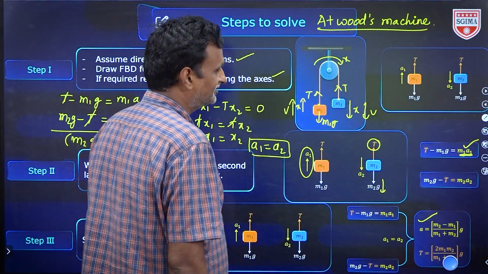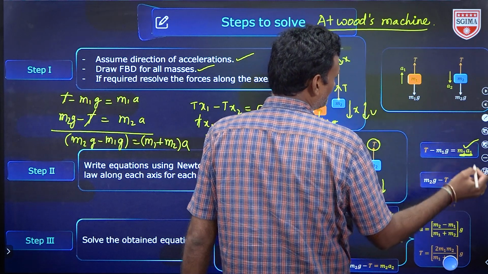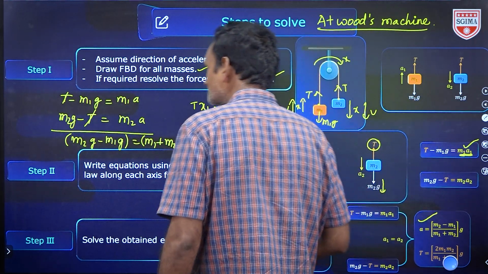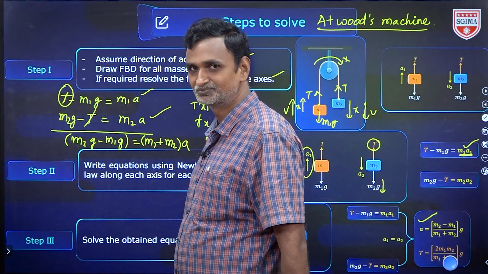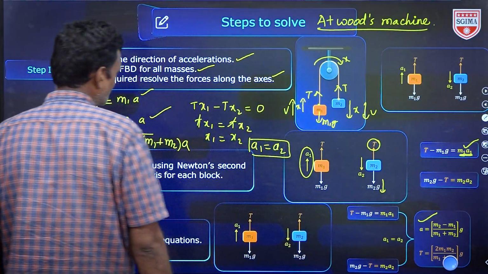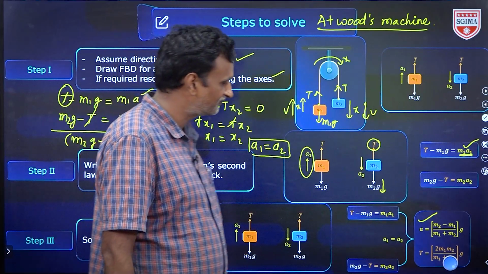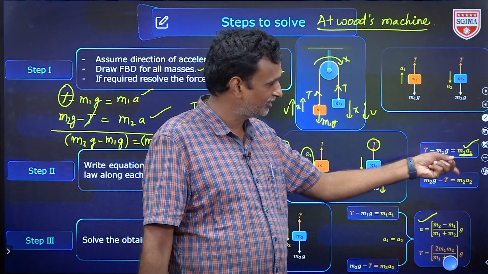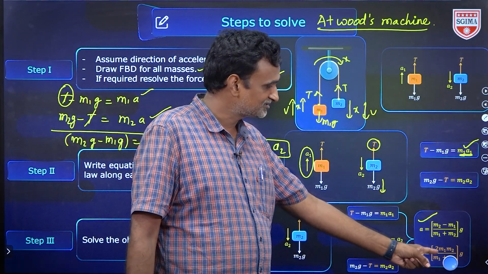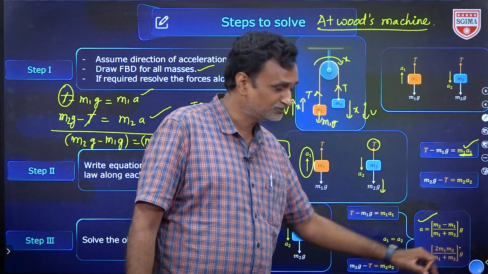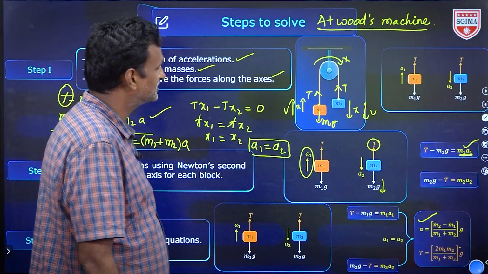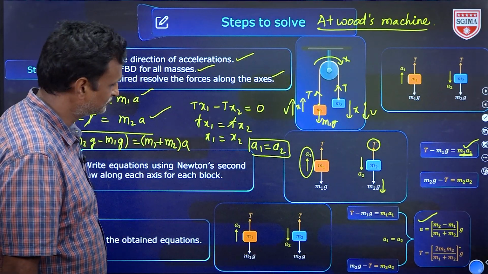And if we substitute this acceleration in either equation 1 or equation 2, we get the tension value. The tension value we can solve by substituting the acceleration in either of the above equations. You will get this answer, 2 m1 m2 g by (m1 plus m2). We get this answer.